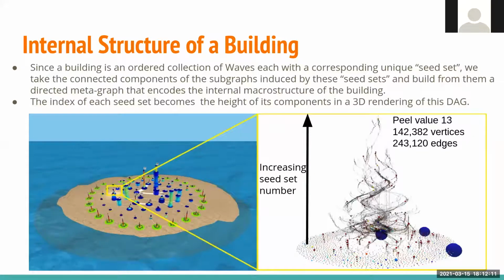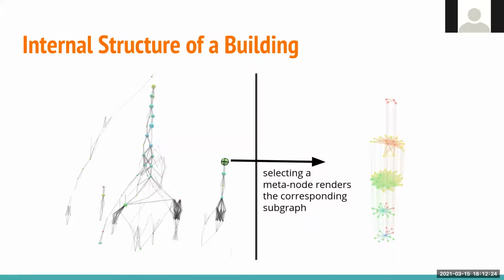Selecting a building allows the user to explore the local fragment structure of the graph for that fixed point of degree peeling. The fixed point is drawn in 3D as a metagraph of the connected seed sets. Selecting one of the metanode seed sets will bring up a view of the corresponding subgraph.